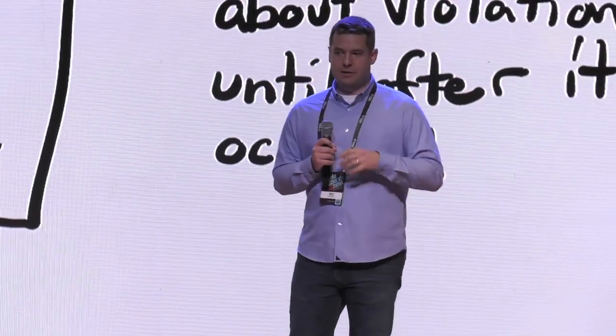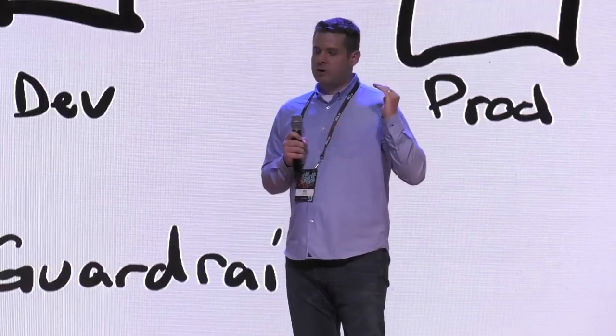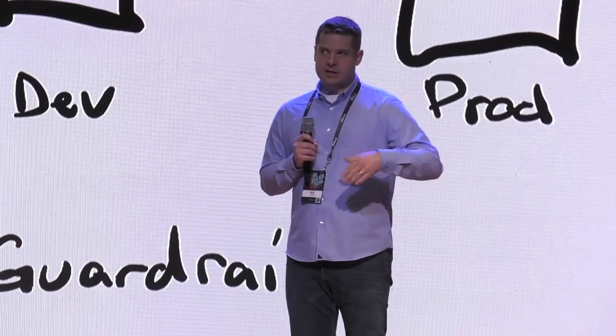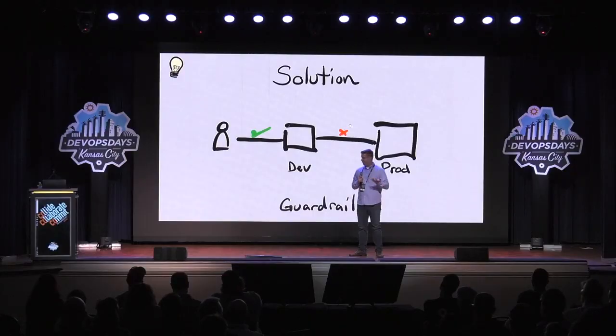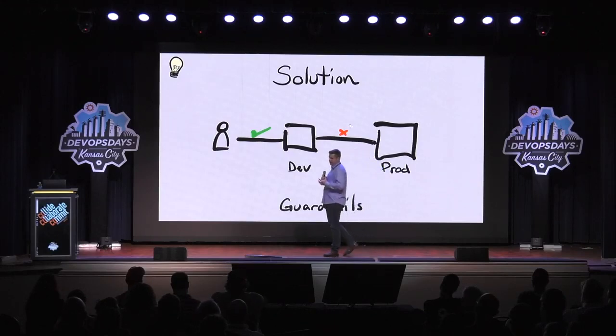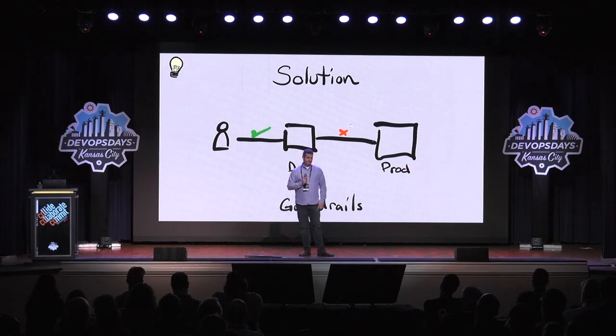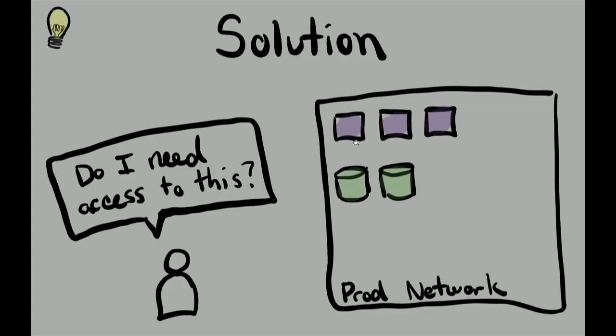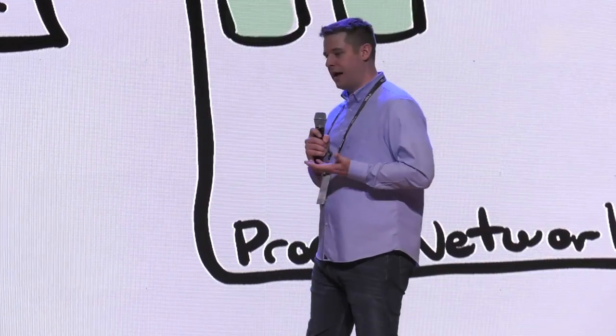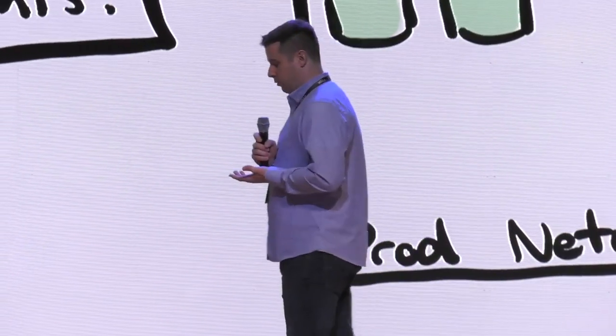And what you can do is you can implement guardrails, right? You can put things in place to prevent those bad actions from ever happening. And so put those gates in to stop the violation from occurring. Another thing to ask yourself is, do I need access to this? Maybe your desktop machine doesn't need to be on the prod network. What do you actually need to do the work for your job?